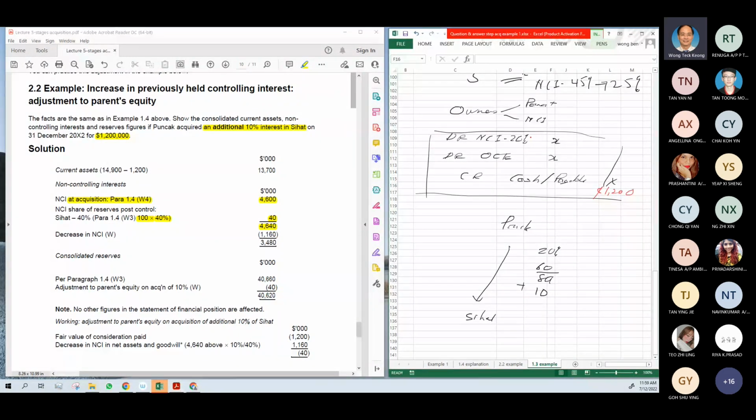So listen carefully. This 4640 is equal to 40%. So 20%, how much? You divide by 2. But in this case, they want to buy 10%. So for 10% you divide by 4. So you get 1160. So you debit 1160 of NCI. The difference between these two is 40, so you charge to OCI. Okay, this is type 3.